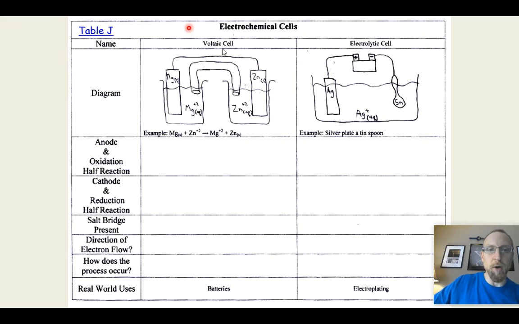All right, so let's start off with the voltaic cells. So how do we know it's a voltaic cell? Hey, it's got our salt bridge. So look for the salt bridge. So when we're looking at the voltaic cells here, first thing we want to do is figure out who the anode is and who the cathode is. Well, it's a voltaic cell, so we want to go to table J. So who's higher, magnesium or zinc?